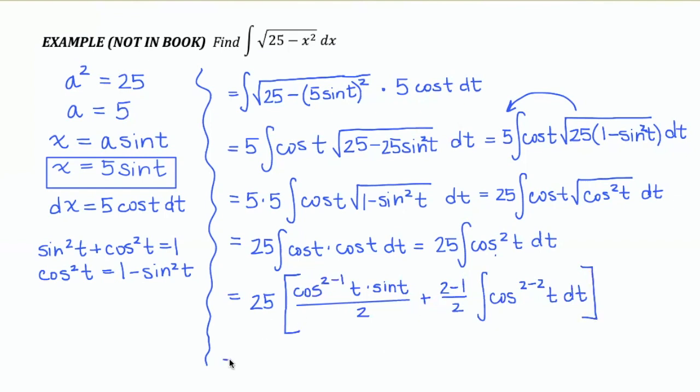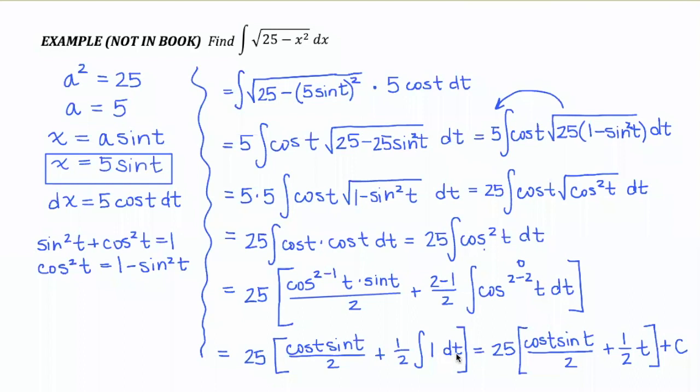Now I clean this up. So I'll have 25, and I have cosine of t sine of t over 2 plus 1/2. Now cosine to the 2 minus 2 power is cosine to the 0 power, and anything to the 0 power is just 1. So I'm integrating 1 dt. I now have a simple integral that I can evaluate, so I'm going to do that next.